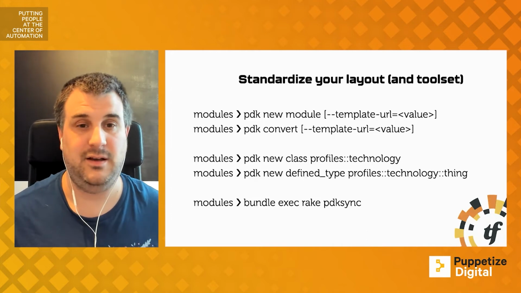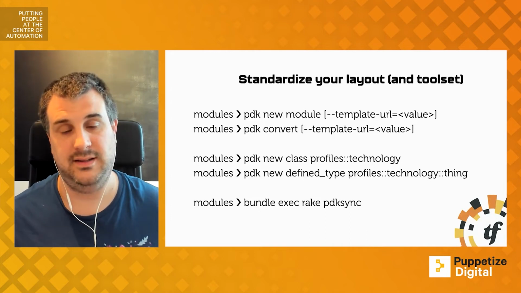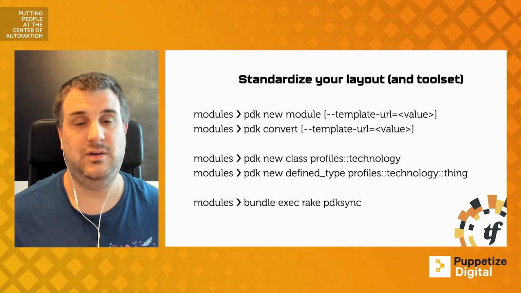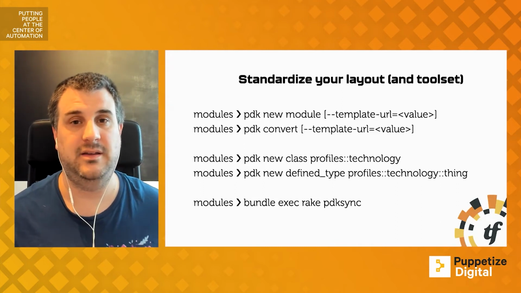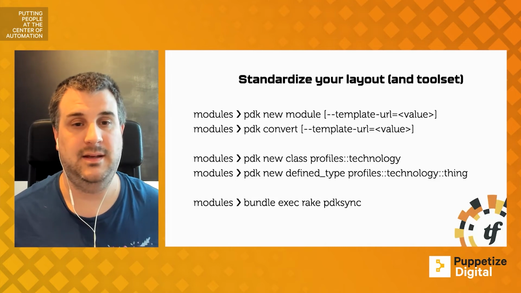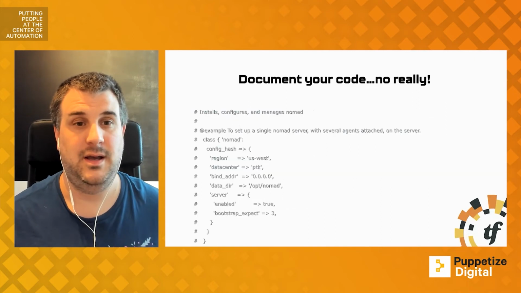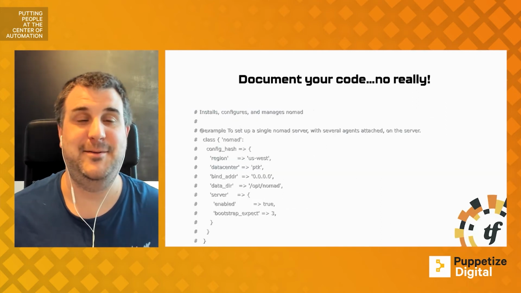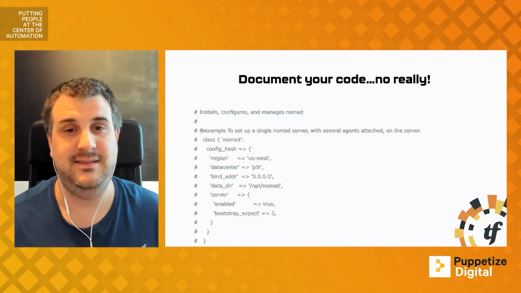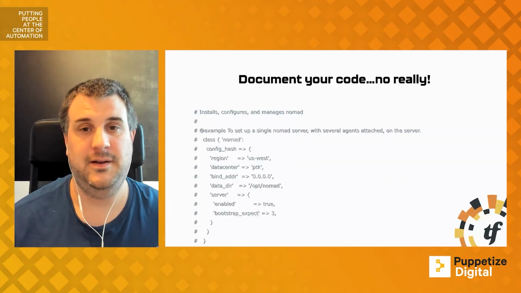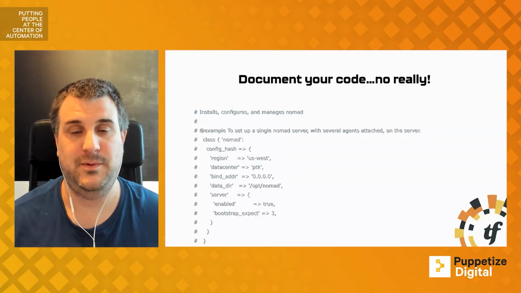If you have a new class or defined type, it will also create the unit test automatically, so you don't forget. So it helps you on the way to standardizing your layout and making it understandable for new people or old people reviewing. At the same time, please also document your code. It's been made very easy to generate documentation from Puppet modules.